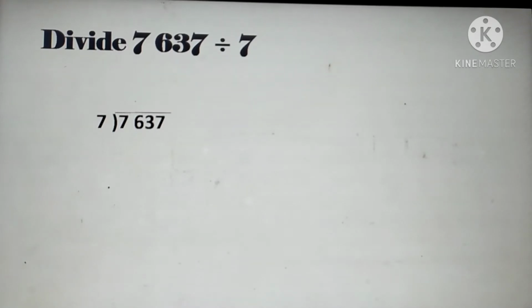And then, let's divide from left to right of our dividend. So we will divide first 7 by 7. 7 divided by 7 is 1. Then multiply it to our divisor. 1 times 7 is 7. And then let's subtract. 7 minus 7 is 0.